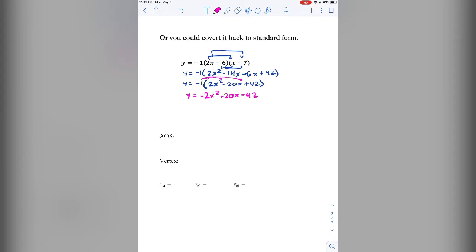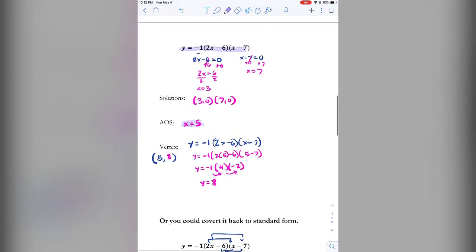So now we just go with what we already know. If you remember, the axis of symmetry was negative b over 2a. Well, your a is negative 2, your b is 20, and your c is negative 42. So coming over here, negative b would be negative 20 over 2 times a, which is negative 2. So negative 20 over negative 4, which gets me x equals 5. The same axis of symmetry that I had up here.